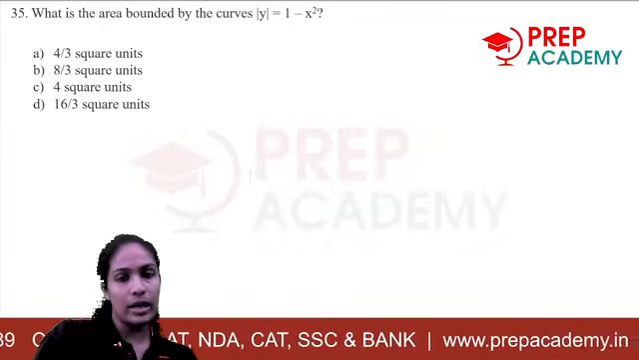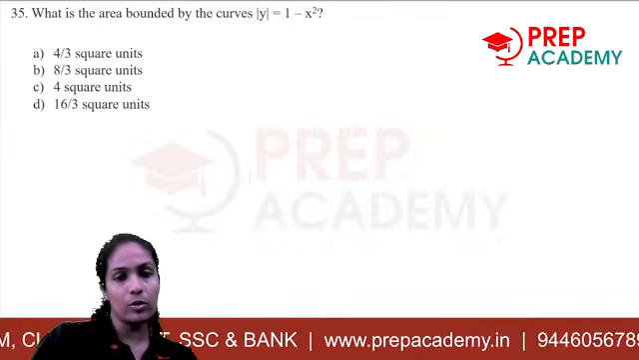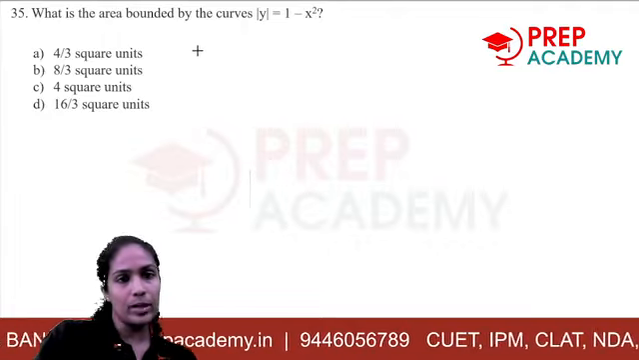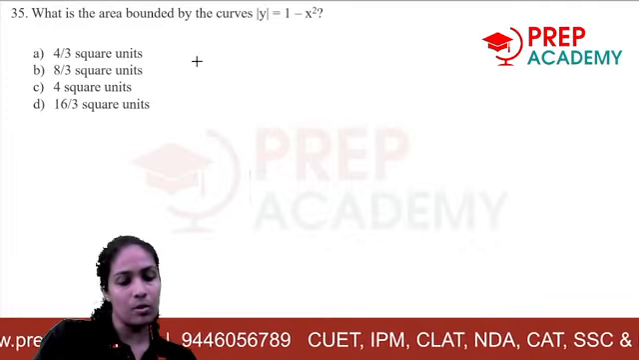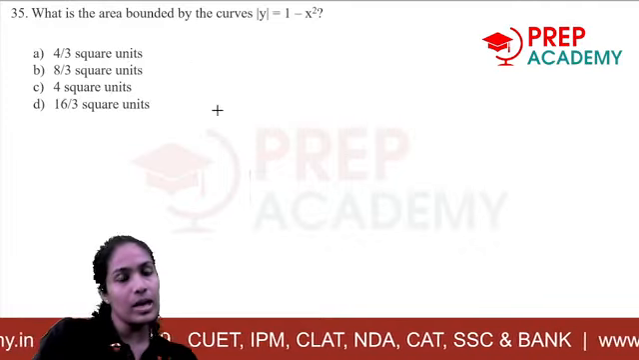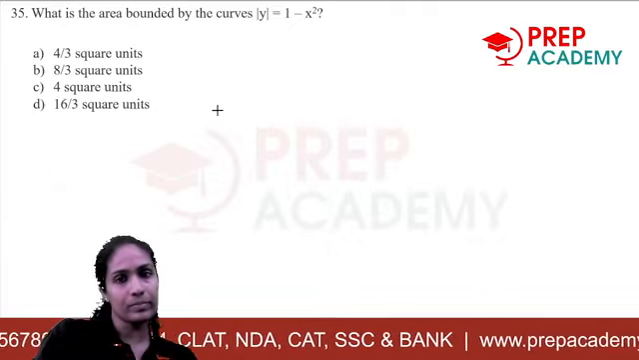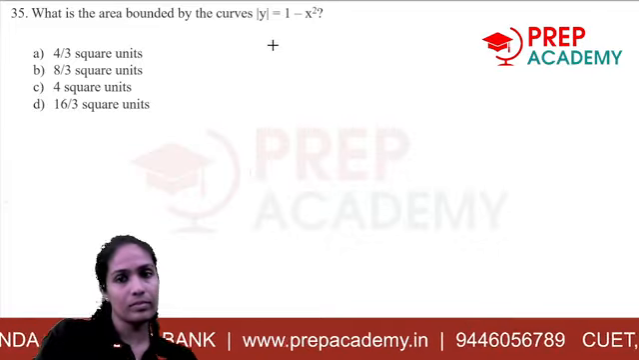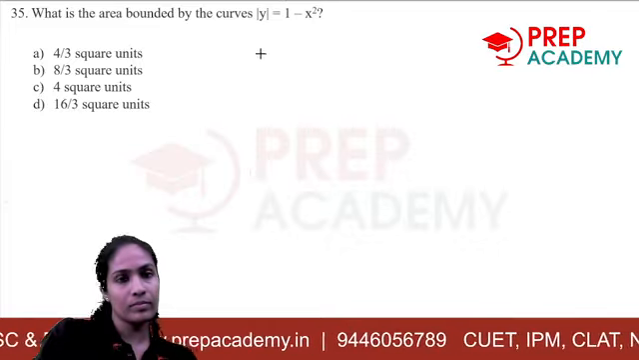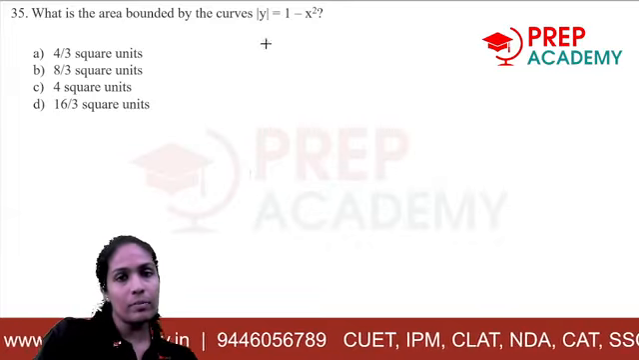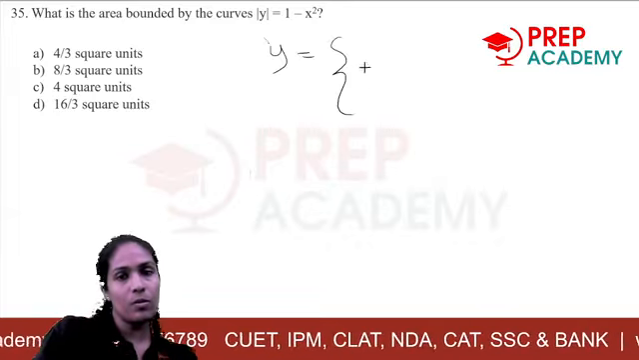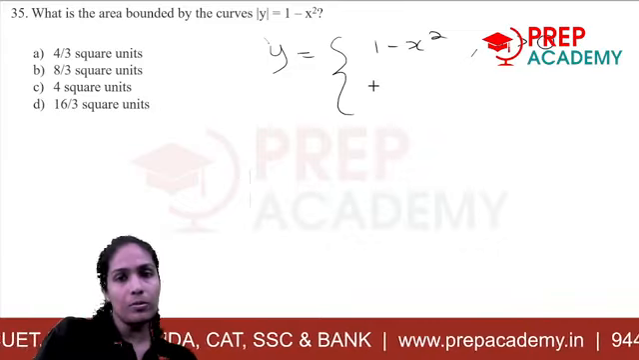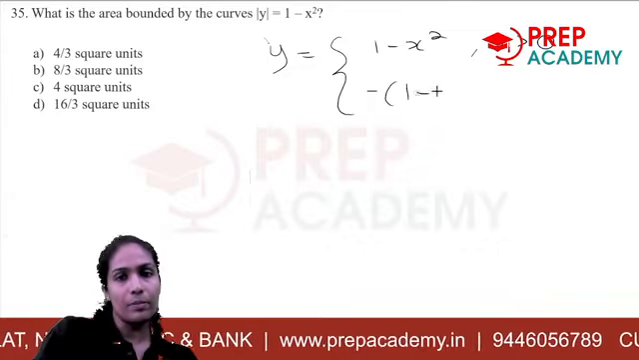Now, next question: area bounded by the curves mod y equal to 1 minus x square. Option A 4 by 3 square units, option B 8 by 3 square units, option C 4 square units, and option D 16 by 3 square units. So mod y equal to 1 minus x square means y is equal to 1 minus x square when y is greater than 0, and it is equal to minus of 1 minus x square otherwise.